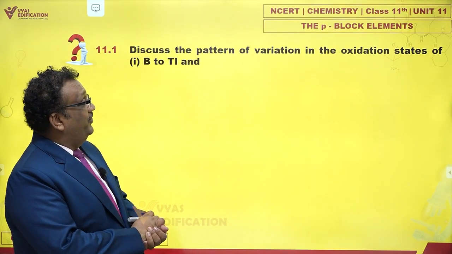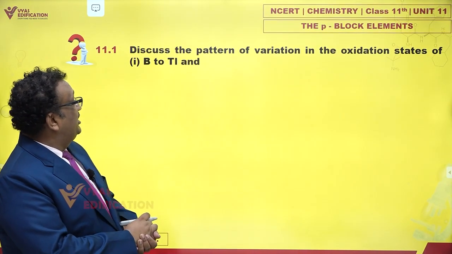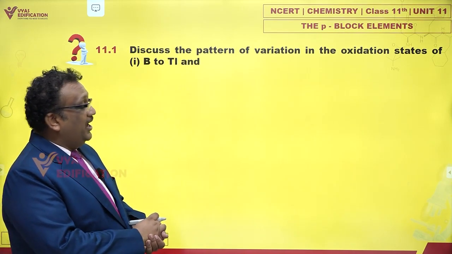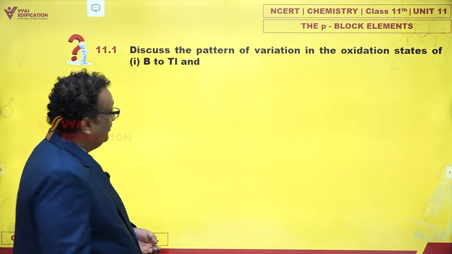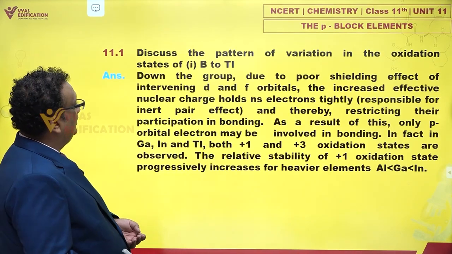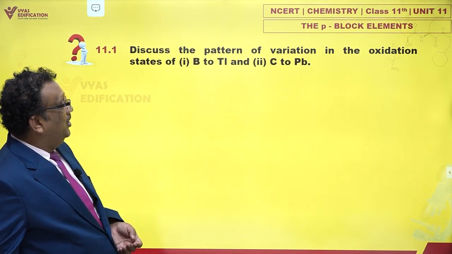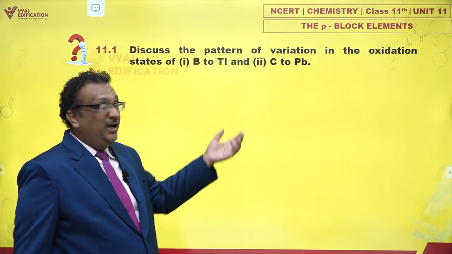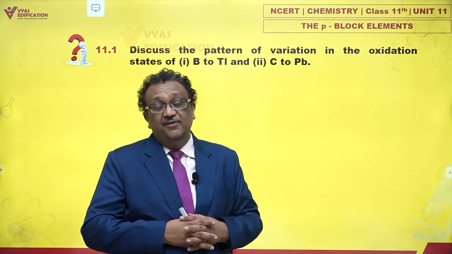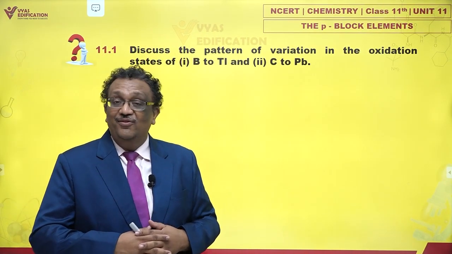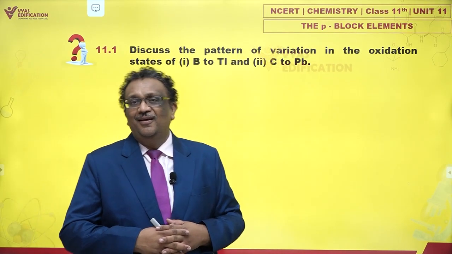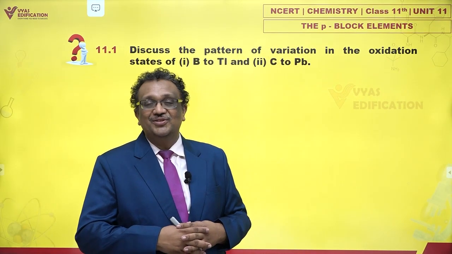So let's begin. Discuss the pattern of variation of oxidation states of boron to thallium, and there's a B part also: carbon to lead. Boron to thallium and carbon to lead, what is the variation in oxidation state? This has been asked. We are supposed to mention that and discuss that.